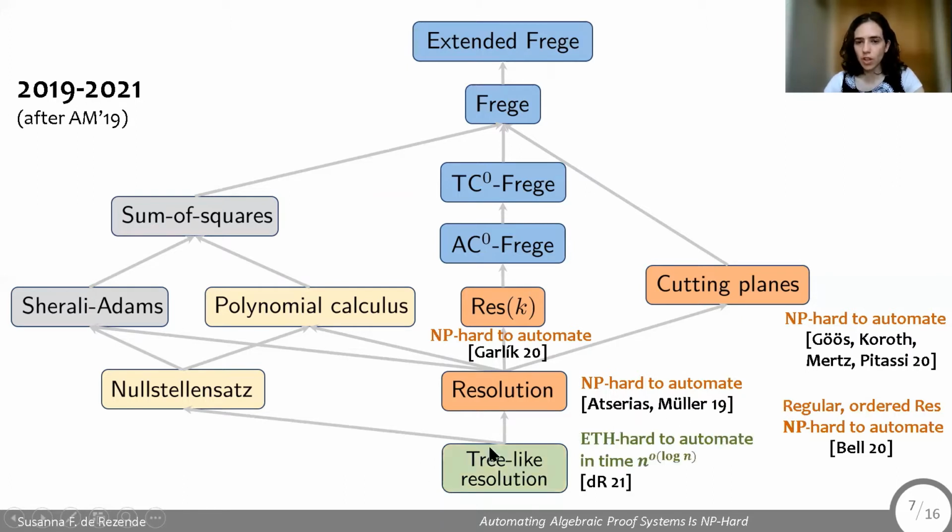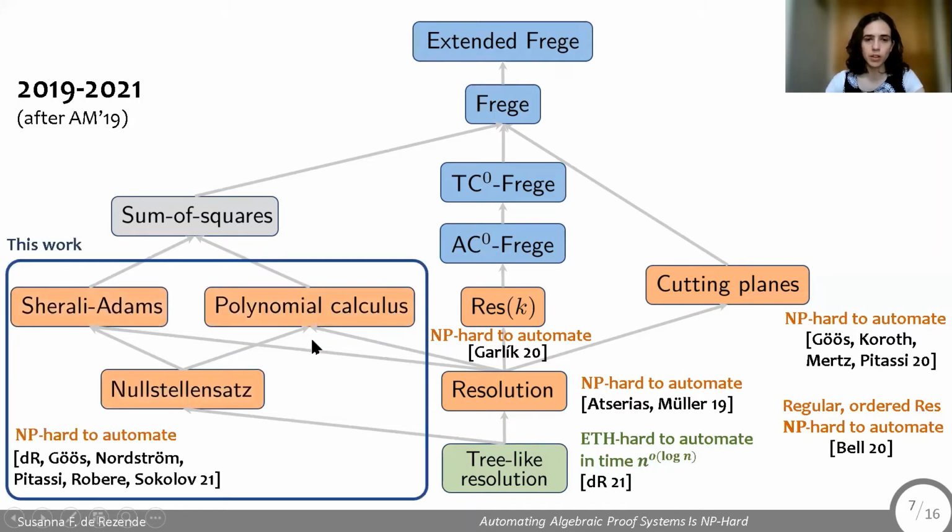Then there was also a non-automatability result for tree-like resolution. And finally, this work, where we address algebraic proof systems, we show that Sherali-Adams, polynomial calculus, and Nullstellensatz are all NP hard to automate.